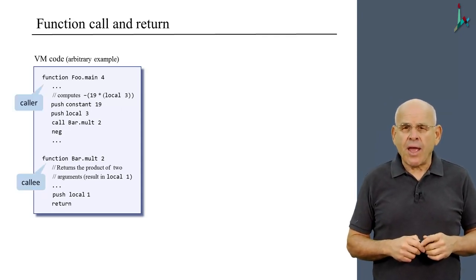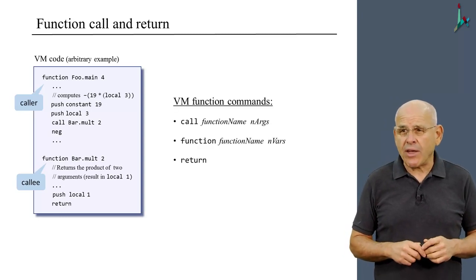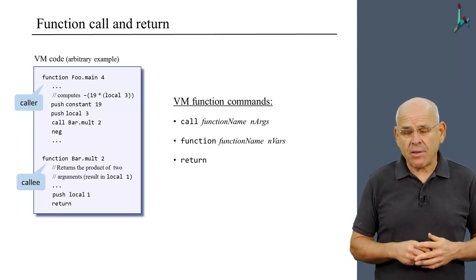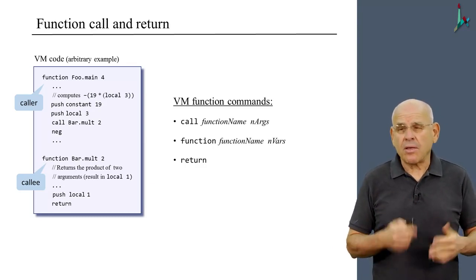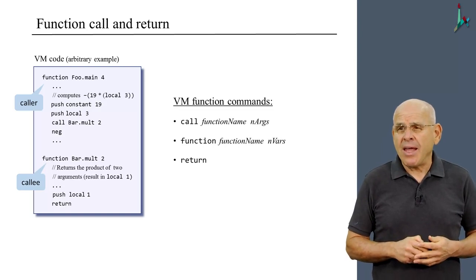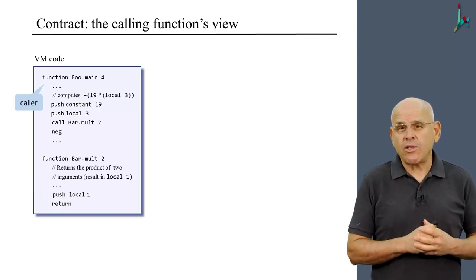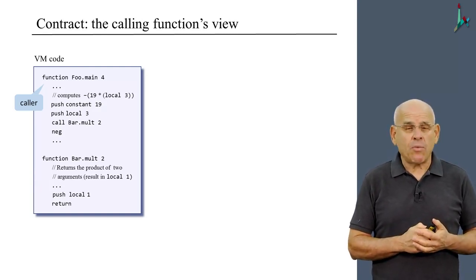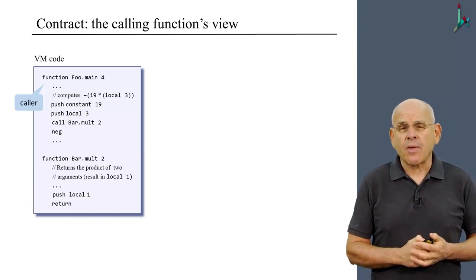All right, so we have a caller and a callee, and that's the typical situation that we discussed, and we have the typical function call and return commands that we are dealing with all the time. And here is the contract by which these 2 parties must play. So let's begin with the caller's view of what is going on here.